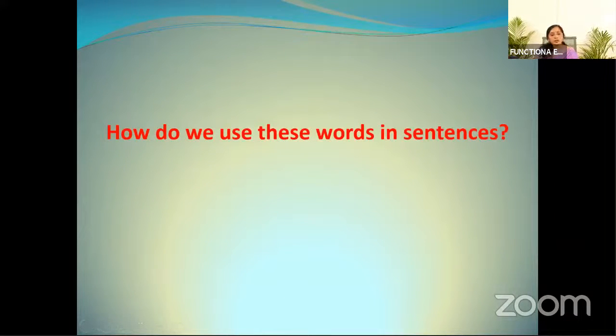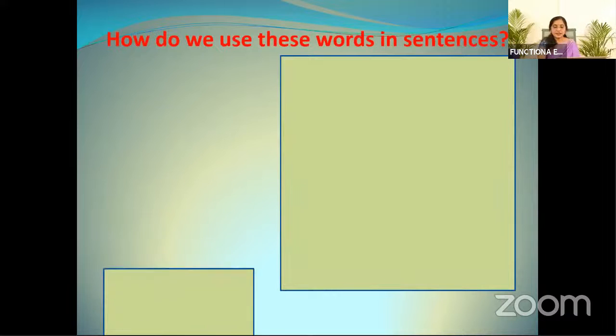How do we use these words in sentences? ఇప్పుడు 4 చెప్పాను. Preference, prefer, like, would rather. When do you use what? And how do you use it? Now take a look at that.